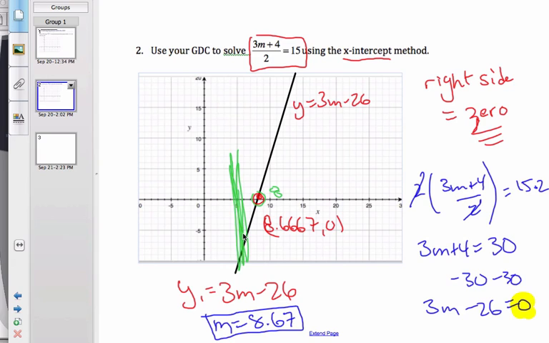All right. So when we make the solution, we have to label the line with y equals 3m - 26, and we have to show the point we're looking at, and then finally the answer. And that would be a good graphical solution. Yep, agreed.